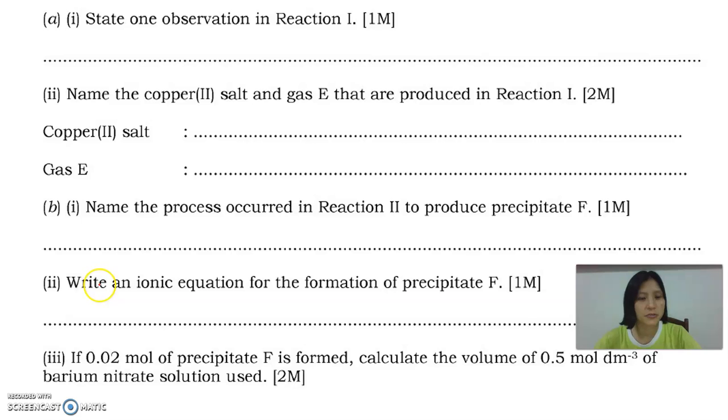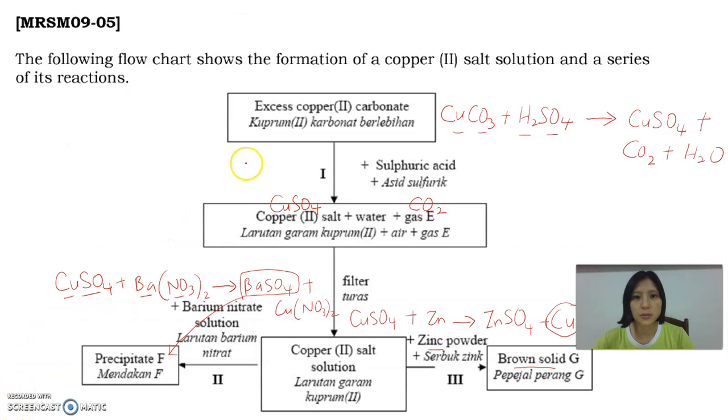State one observation in reaction 1. So reaction 1 is this one. State your observation. So what do you see? Copper 2 carbonate is a solid. It reacts with acid, which is colorless. You can see that this one is colorless. You can see two reactions actually.